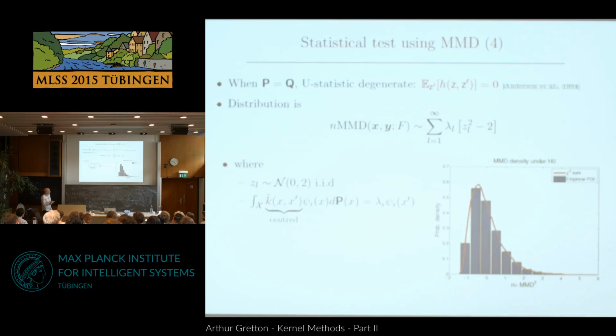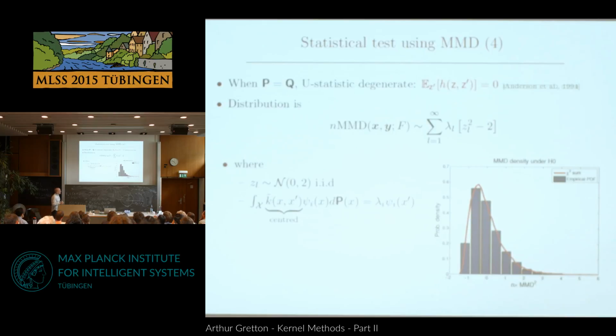So let's see what this looks like in practice. In this case, P and Q are the same, and P and Q are Gaussian in this example here, okay? And this is the distribution of my distances between P and Q when they're both the same Gaussian. So I repeat the experiment many, many times, and I get this histogram here. And you can see it looks nothing like a Gaussian.